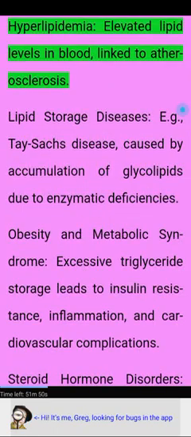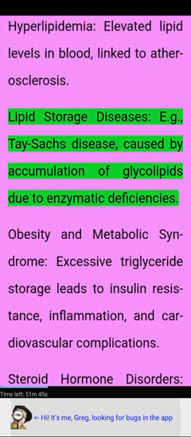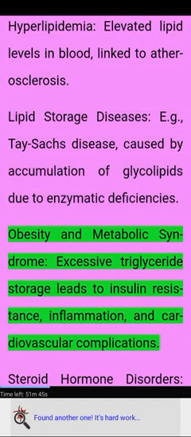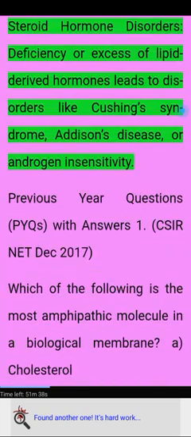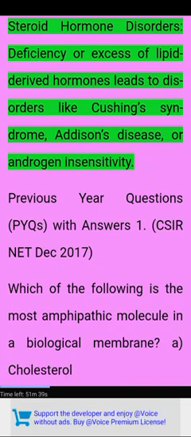Clinical relevance. Hyperlipidemia, elevated lipid levels in blood, linked to atherosclerosis. Lipid storage diseases, e.g., Tay-Sachs disease, caused by accumulation of glycolipids due to enzymatic deficiencies. Obesity and metabolic syndrome. Excessive triglyceride storage leads to insulin resistance, inflammation, and cardiovascular complications. Steroid hormone disorders. Deficiency or excess of lipid-derived hormones leads to disorders like Cushing's syndrome, Addison's disease, or androgen insensitivity.